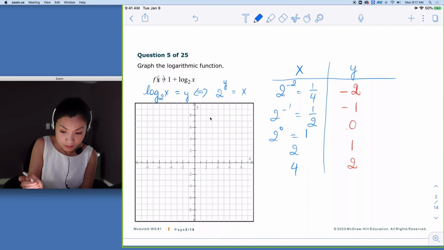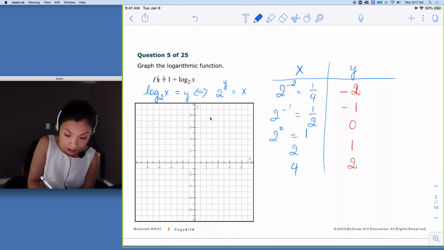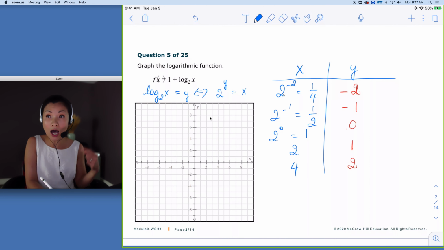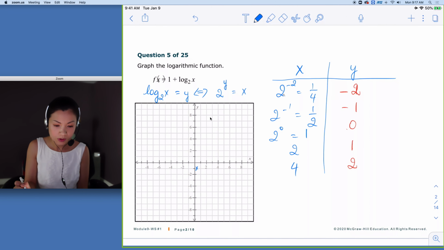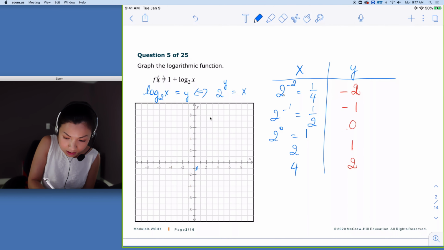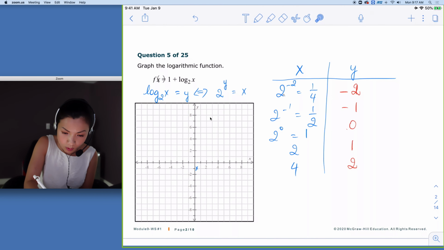So (1/4, -2) is going to be right here, and I'm going to go up 1, so it's going to be right here. And then we have (1/2, -1). So 1/2 is right here, negative 1 is right here, and then you go up 1. So you're going to get that point right there.